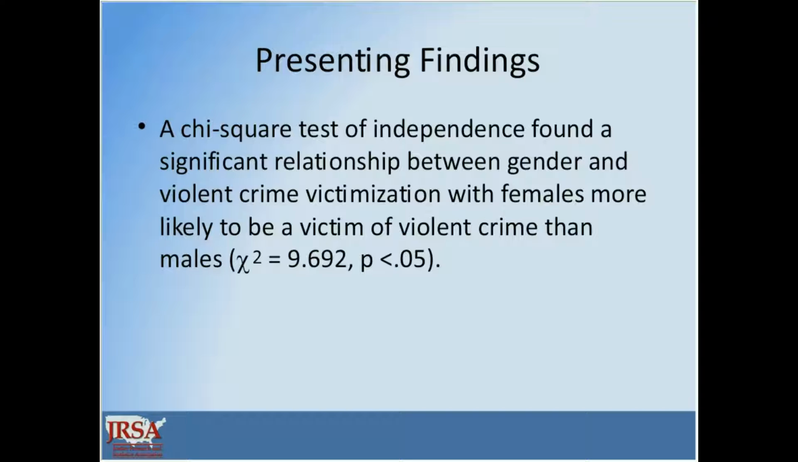A chi-square test of independence found a significant relationship between gender and violent crime victimization, with females more likely to be a victim of violent crime than males. There you have the chi-square equals 9.692, and then the significance level, or p, less than 0.05. Depending on format, some places do also include degrees of freedom, so it may change, but this is a pretty standard way to report cross-tab findings.